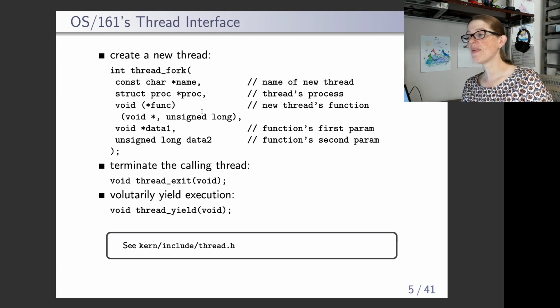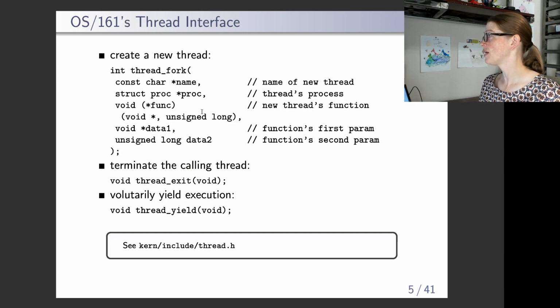Now, let's talk about the API for OS 161. You've already seen the thread fork function, and we use that to create a new thread. It has 5 arguments. The first one is the name of the thread. Now, you might be thinking to yourself that the name of a thread has to be unique, but it doesn't. There's no guarantee that thread names are unique.